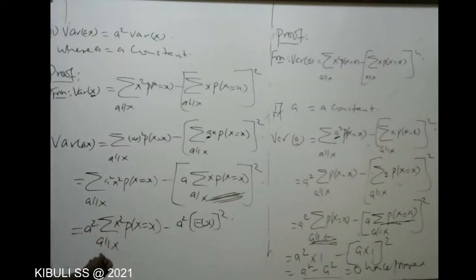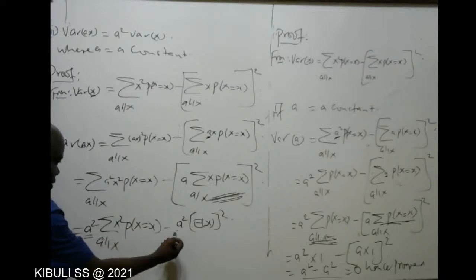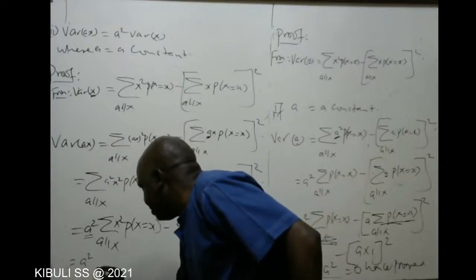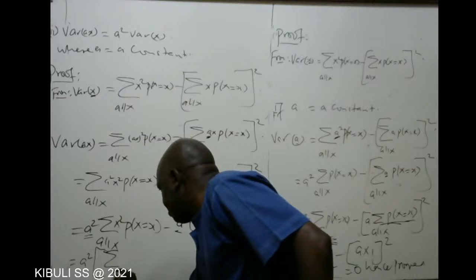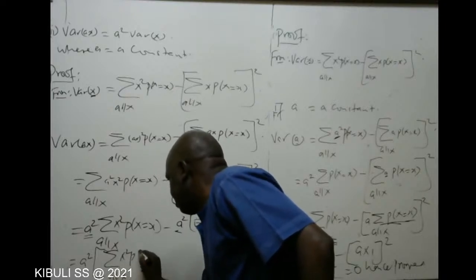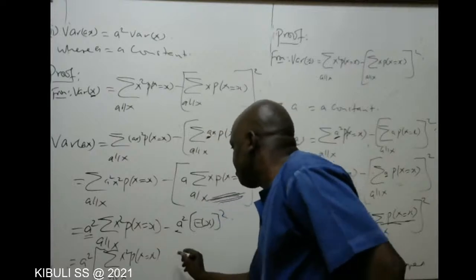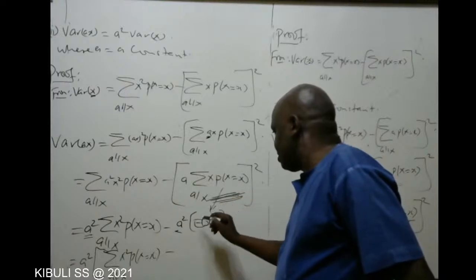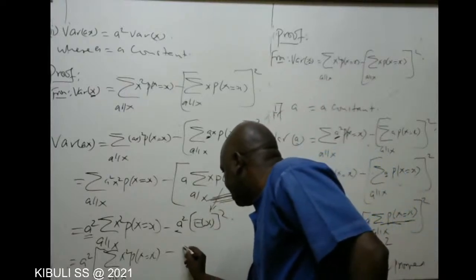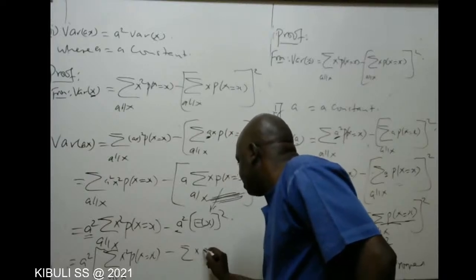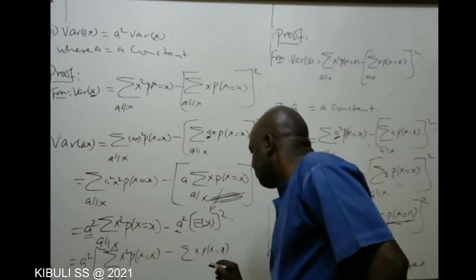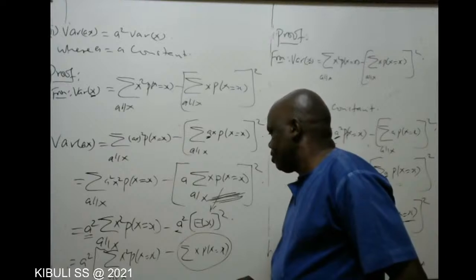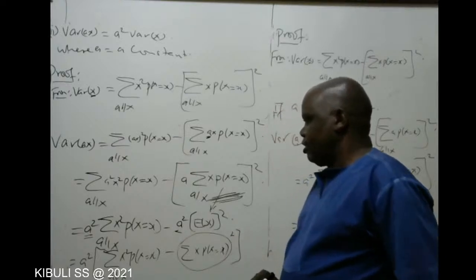So ideally, when you pull out our A, we shall have A squared into the sum of all of X squared, probability of X is equal to X, minus this expectation. Or even if you retain it this way, you'll be having the sum of X, probability of X is equal to X. Now, which is an expectation? This part here is an expectation. This one is squared. You see?